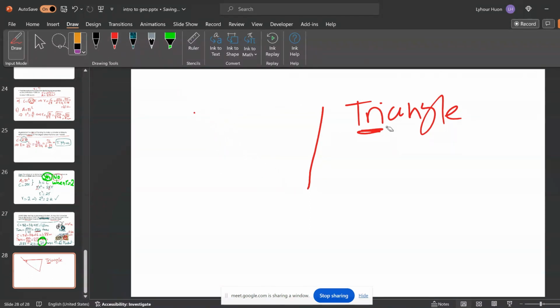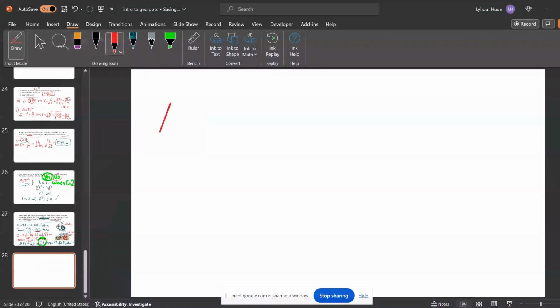How about a closed shape with four lines? It's a quadrilateral. Okay, so a closed shape with four lines is a quadrilateral. Now we will talk about the quadrilateral. Now they focus on quadrilaterals.